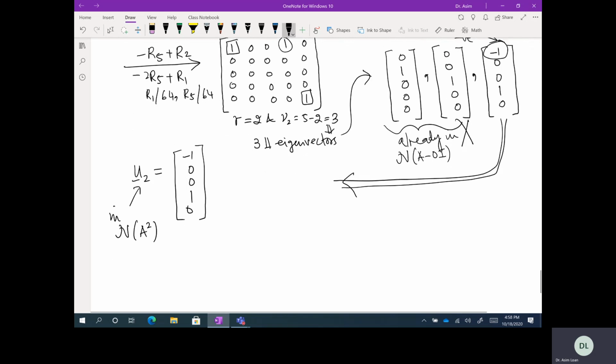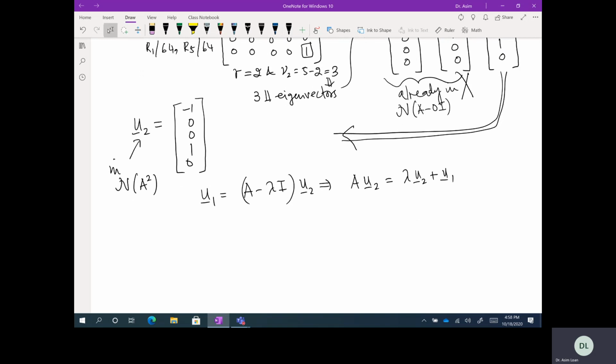Okay, if this is in the null space of A squared, so again we do the same thing. U1 equals A minus lambda I into A minus lambda I into U2, right? Because this will give me A U2 equals lambda U2 plus U1. So what is U1? So this implies U1 is simply A minus lambda I, or 0i. So U1 is simply A U2.